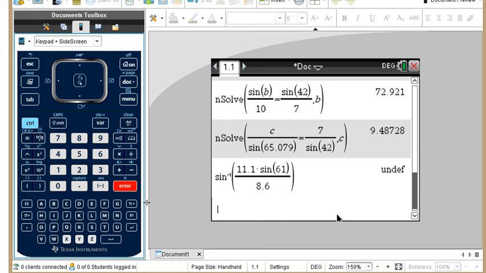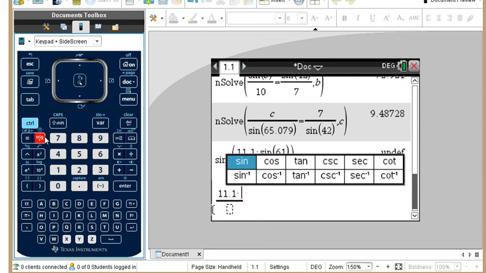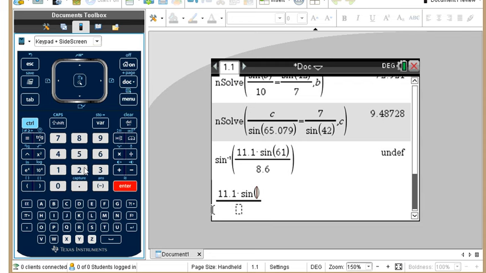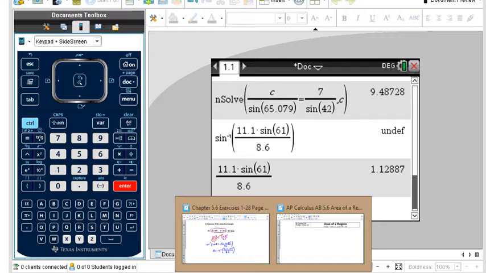Well, let me show you something here. If we take this 11.1 times the sine of 61 degrees, and we put that over 8.6 and calculate this, what do we get? We get 1.129. Okay.